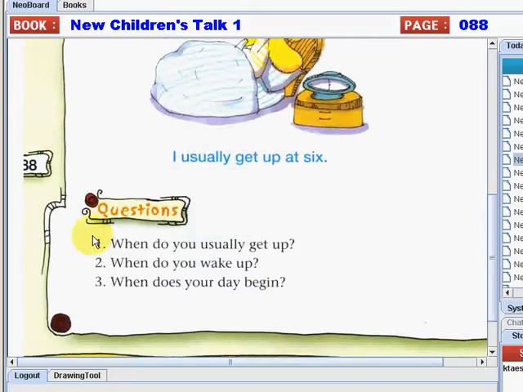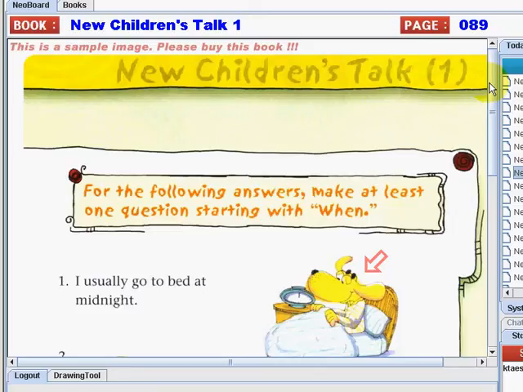We have here 3 example questions. 1. When do you usually get up? Number 2. When do you wake up? Number 3, when does your day begin? So these 3 when questions require the same response, and that is, I usually get up at 6. So it just differs on sentence construction. Do you understand? Okay, great. So we can now start the activity for this lesson.